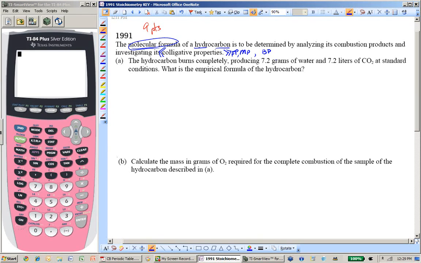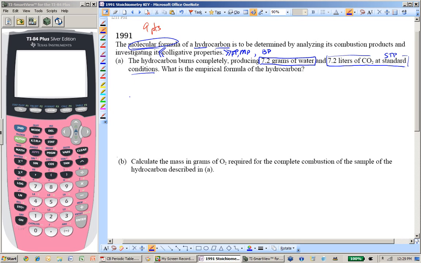Okay, so they go on to tell us that the hydrocarbon burns completely, producing 7.2 grams of water, I feel a mole calculation coming on, and 7.2 liters of CO2 at standard conditions, which you can interpret as STP. So they just gave me enough information to calculate two sets of moles, and they asked me what is the empirical formula of the hydrocarbon.